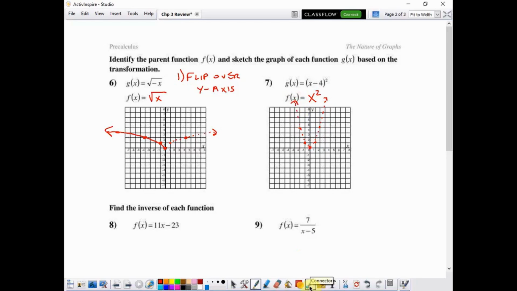And subtracting 4 inside of the function means it shifts right 4 units. So each coordinate needs to be moved 4 units to the right. So this is our final graph of the function when it's shifted 4 units to the right.